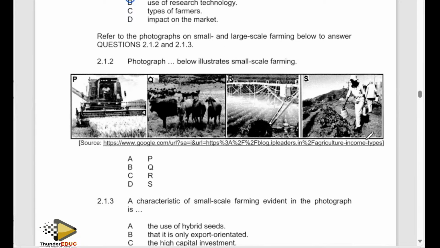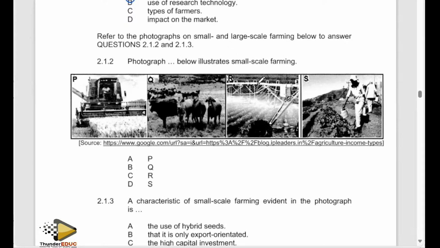So we want to identify the one which is small scale. Small scale, in the previous question, we said they use relatively smaller pieces of land. We cannot have a combined harvester over 1 hectare. That does not make sense, which means the land is big here. Given that big and expensive machinery, you cannot buy a combined harvester to harvest 1 hectare of land. It does not make economic sense. Or we're looking at this cattle farm. Definitely this is cattle ranging. You cannot do cattle ranging over a small piece of land. They need a large piece of land.